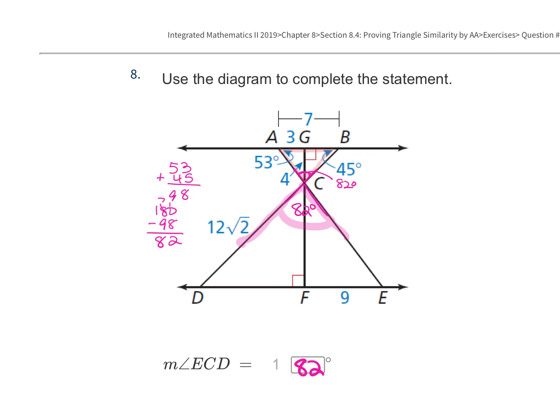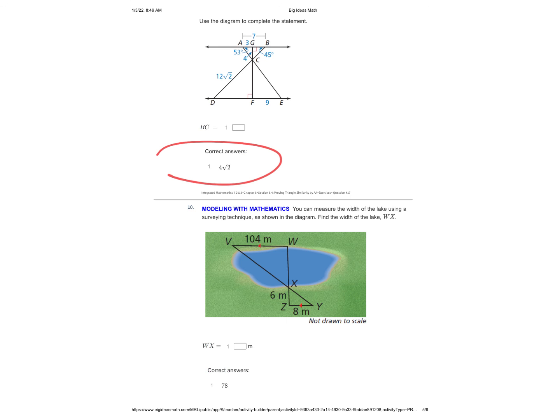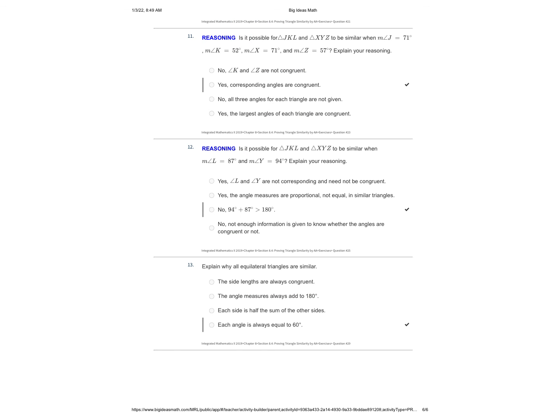Any other questions from last night's homework? Number 5, I got Y. Again, number 9, skip. And then number 10 was 78. So 11, 12, and 13 are here.